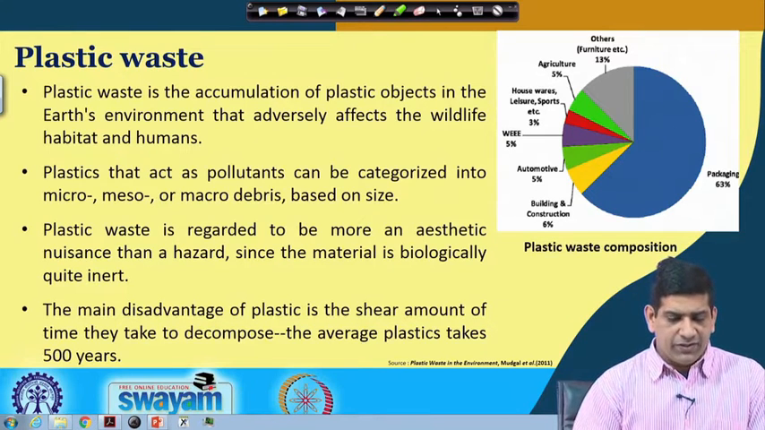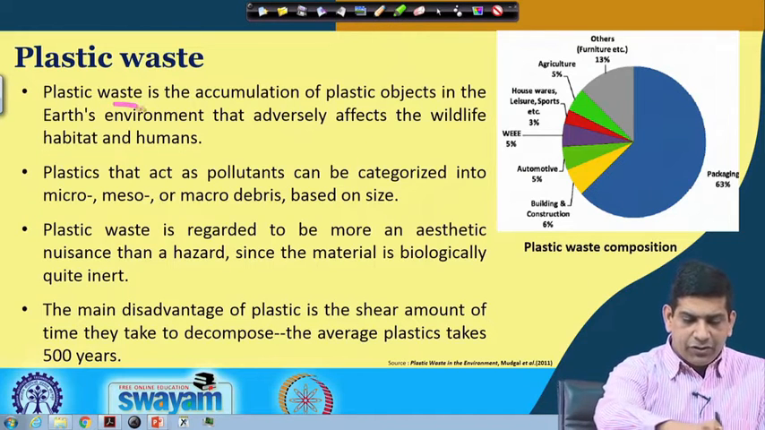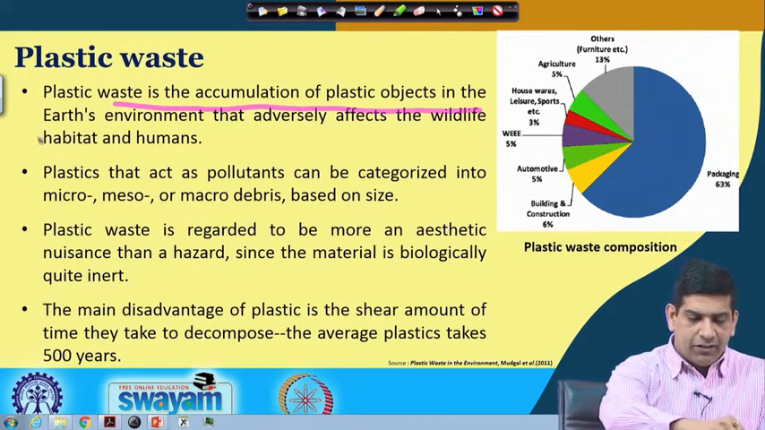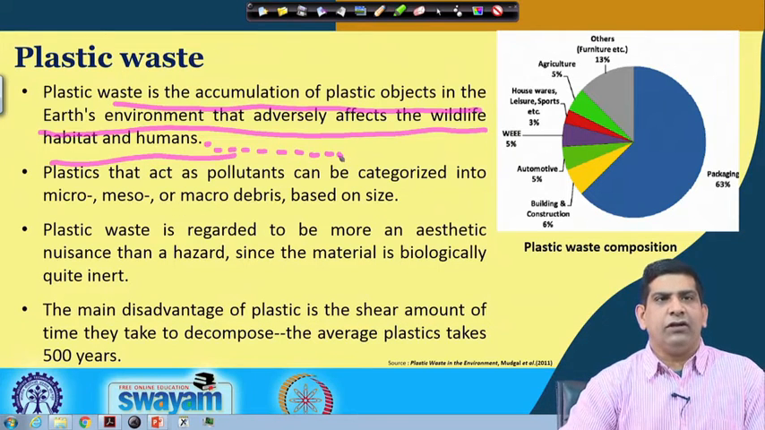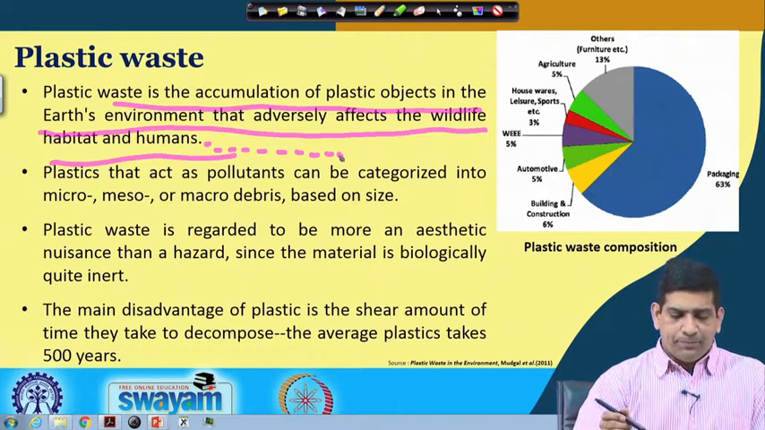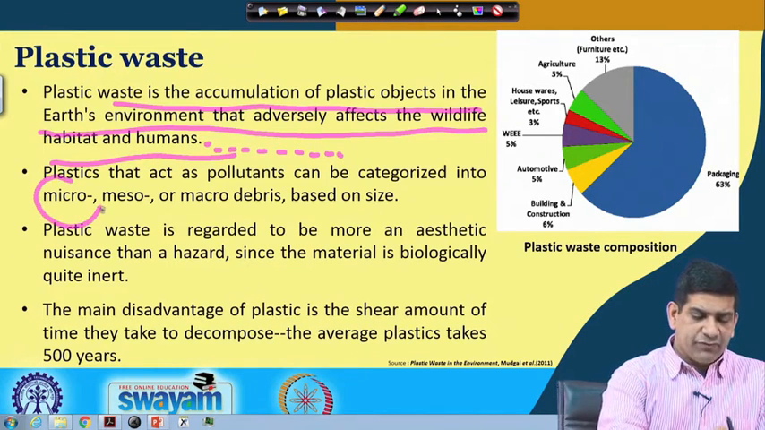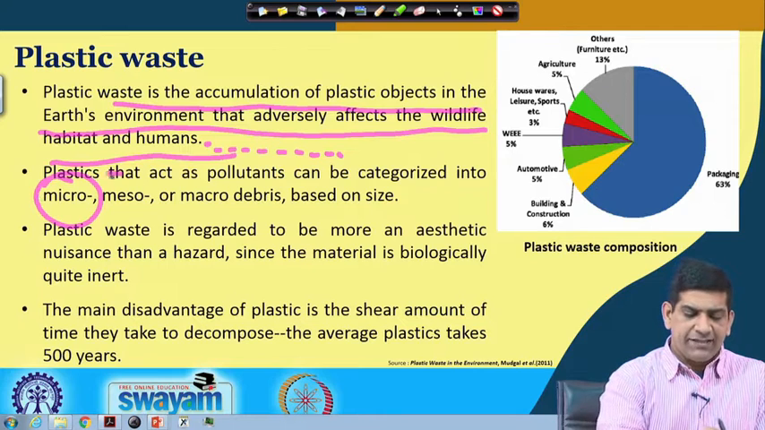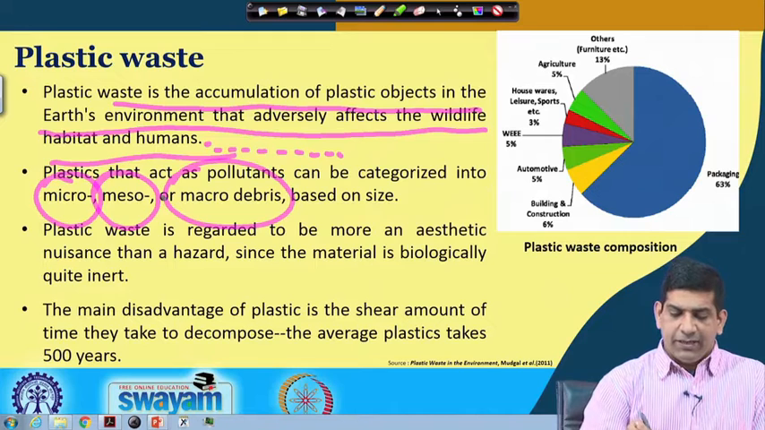reports in coming weeks. So if you have to define plastic waste, it's the accumulation of plastic objects in the earth's environment that adversely affects wildlife, habitats, and humans. And we can add a lot of other things there as well, not only wildlife, habitats, and humans, but also the environment and other species. So there are different types. When we talk about plastic, there is microplastic, which is small based on particle size. We have mesoplastic or macro debris, based on size.